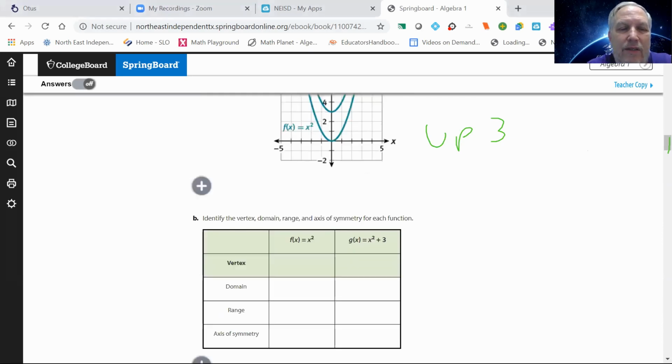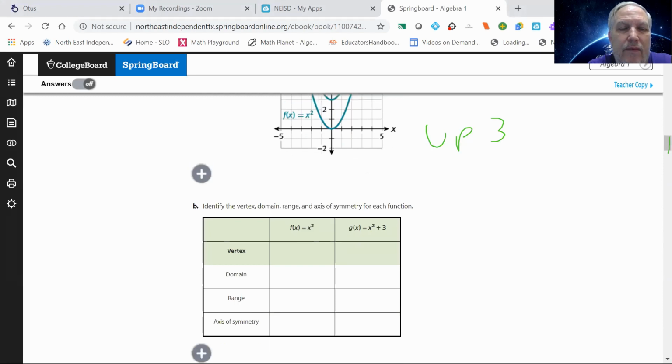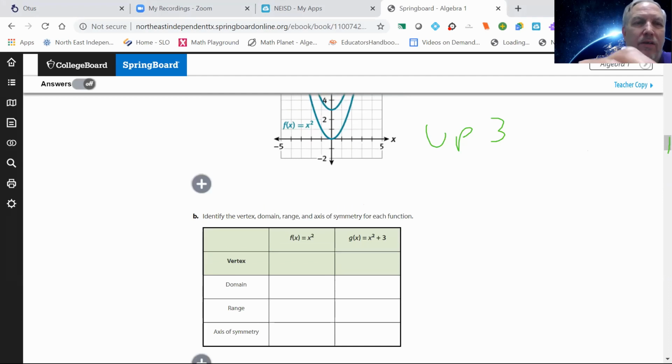All right, so as we continue on, take a look at what's going on here. It's asking us to identify certain parts here. So the vertex of the parent function was at what point? Well, the point is right here. I'm pointing to it. There you go, right there. And that, of course, is the point 0, 0. And it's the minimum value, the lowest point.